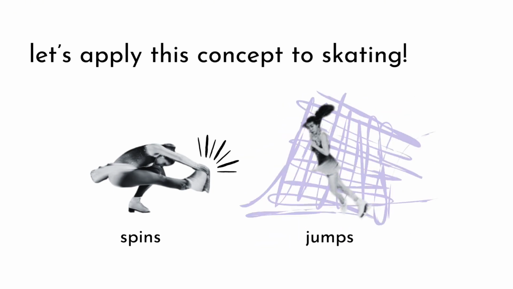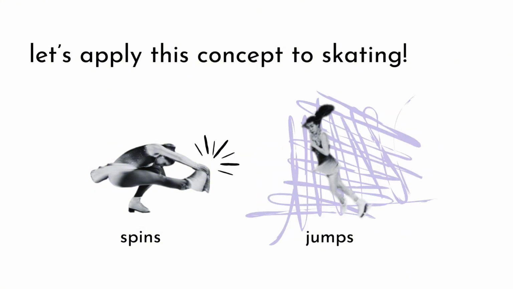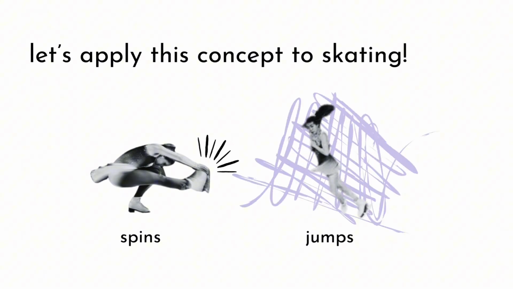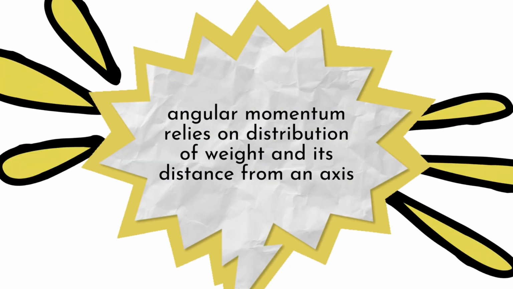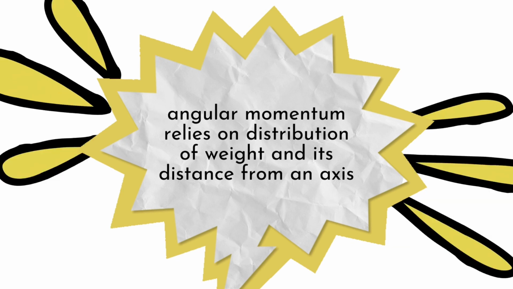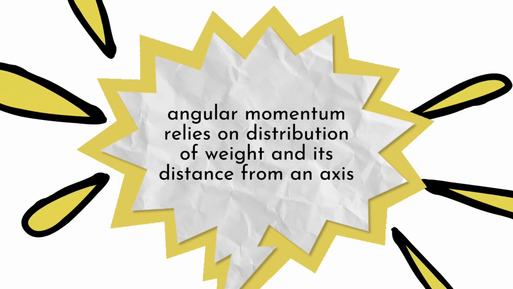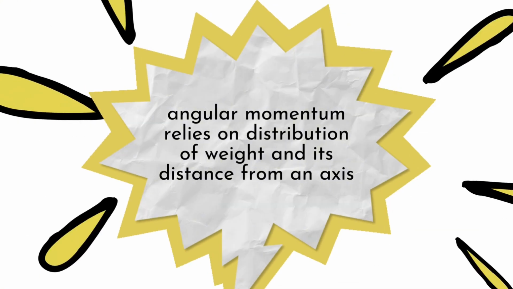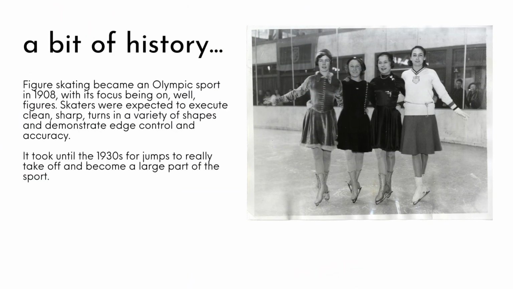So the two main aspects we're going to be focusing on are spinning and jumping. And obviously there are a bunch of different types of spins and jumps, but we're just going to look at a couple today. And then just as a quick refresher, angular momentum does rely on weight distribution and the distance of weight from its axis. We're going to touch on this a little bit later, but this is just a quick refresher. And then for a bit of history, you can read this, but figure skating became an Olympic sport in 1908.